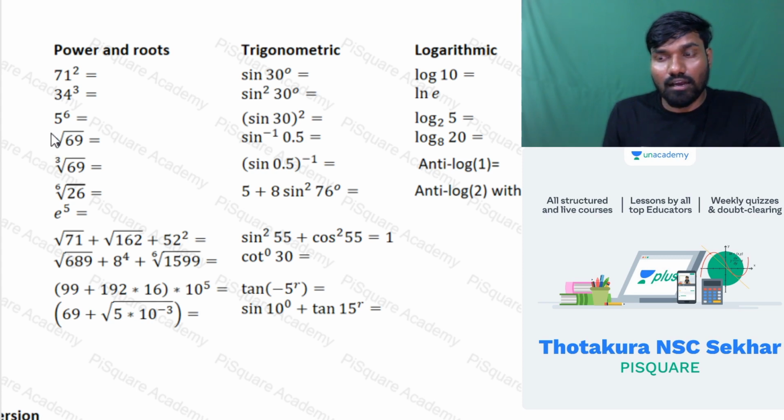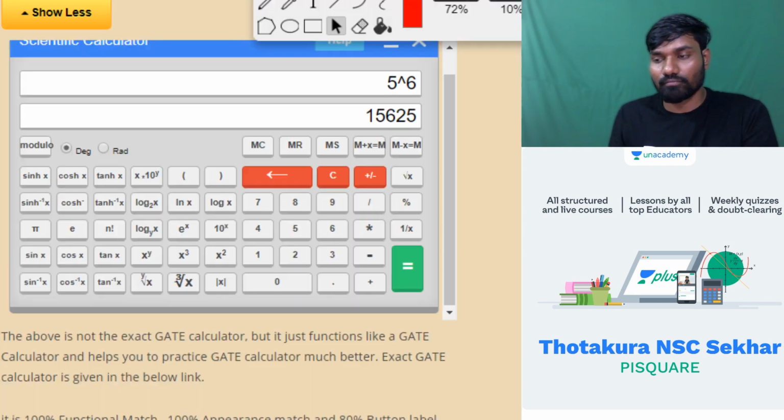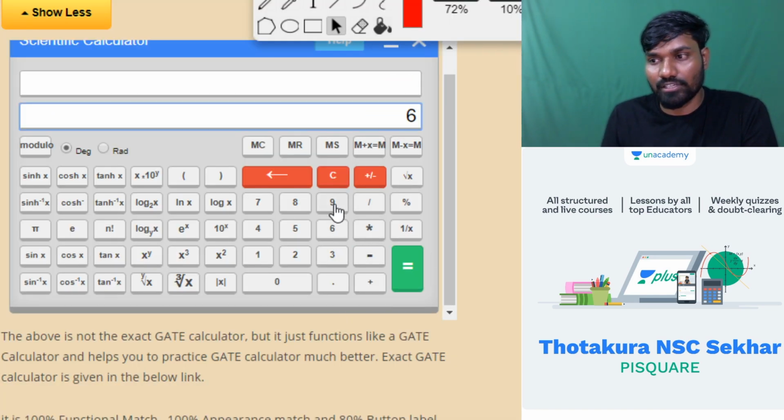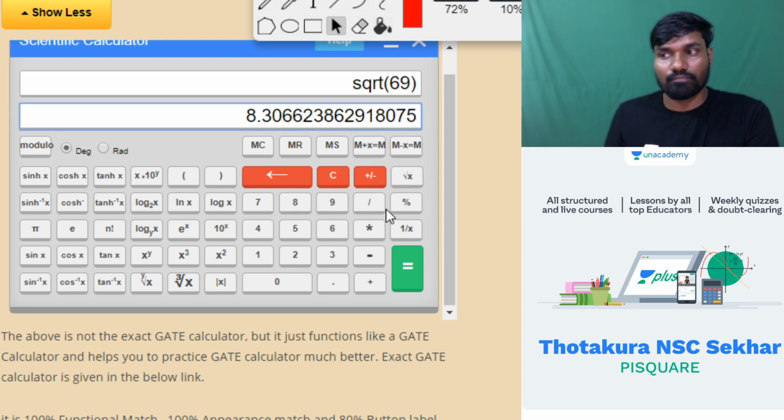So next one is under root 69. Where is the root here? This is the square root, directly. So x first, what is the value? 69. Clear it first, that's a good one. 69 first, then press this, square root of 69, and you will get the result. That's it. Now we can clear it. This is the answer. X first, then operate this.